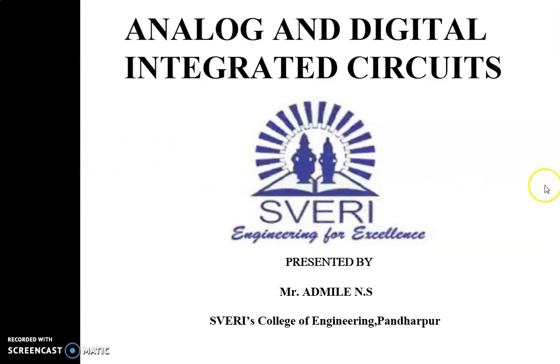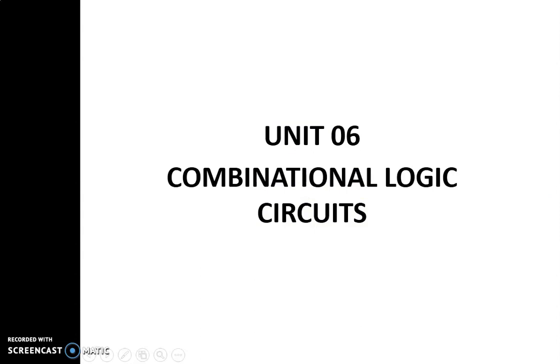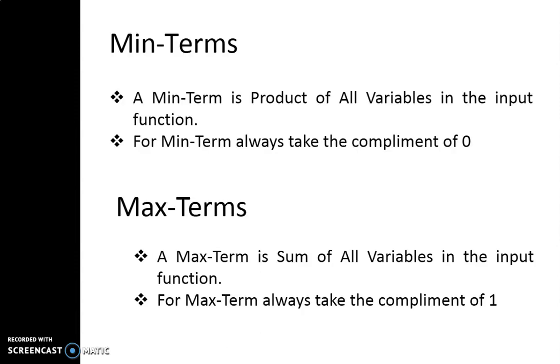Today we are going to study analog and digital integrated circuits. In analog and digital integrated circuits, we have to study the 6th unit, that is combinational logic circuits. In combinational logic circuits, we have to study the representation of K-map. Then we have to study the concept of multiplexer, demultiplexer, and adder. In adder also we have to study the half adder and full adder. So let's start with the content of this unit.